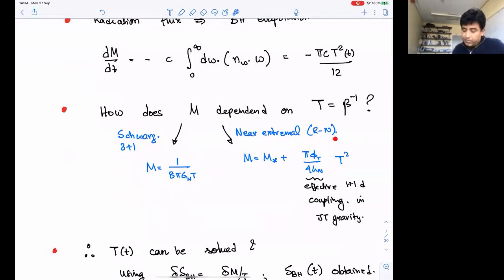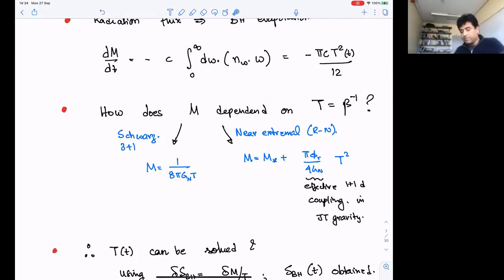For near extremal black holes, Reissner-Nordström-like black holes in the near extremal limit, the mass is proportional to some m star, which is a constant, but the temperature dependence is quadratic. And there's some coefficient here, which can be viewed as the effective 1 plus 1 dimensional coupling constant in this 1 plus 1 dimensional effective theory of gravity, which we also call JT gravity. Okay, so the constant is just some constant that is like an effective Newton's constant or inverse effective Newton's constant in JT gravity.